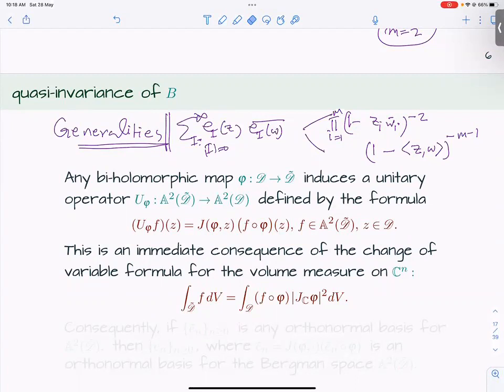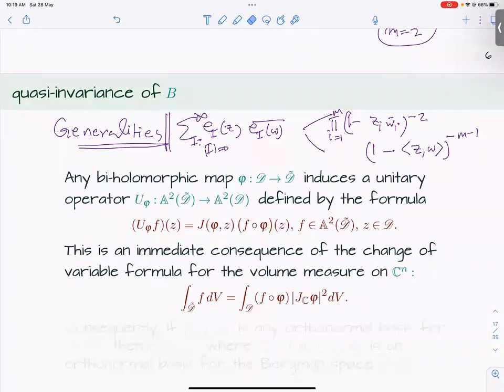But having said that, if you take the change of variable formula for granted, then define this map F composite phi times the Jacobian. The Jacobian is my notation, if you like, for the derivative. So this is essentially the derivative. Then, because of the change of variable formula, you see that F dV is F composite phi, this absolute square dV.